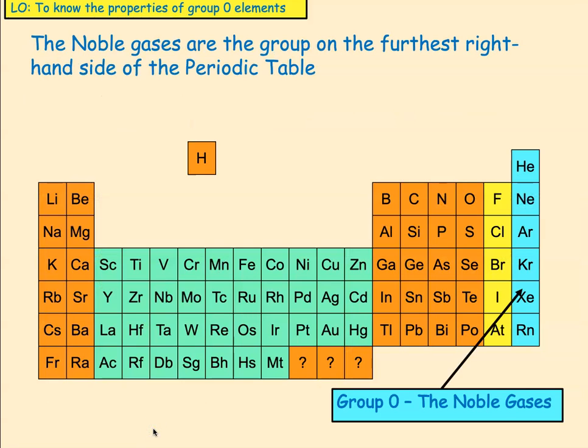So where do we find the noble gases in the periodic table? Well, they are the group on the furthest right-hand side of the periodic table. You need to be able to learn their names. So what I would like you to do is pause the video now, learn the names and the symbols for each of those elements, and then start the video again when you have learnt them.